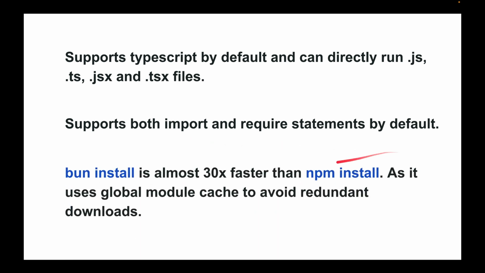And as I've already told you, bun install is almost 30 times faster than npm install. The reason is that it uses a global module cache to avoid redundant downloads. We have a lot of dependencies added in package.json files, but all those dependencies might have their own dependencies, which might be redundant. So it uses the cache to avoid redundant downloads in the node_modules folder.